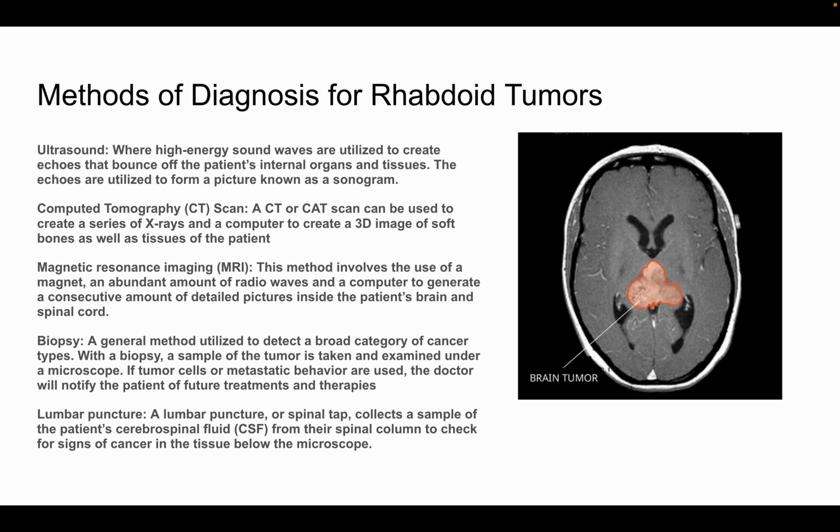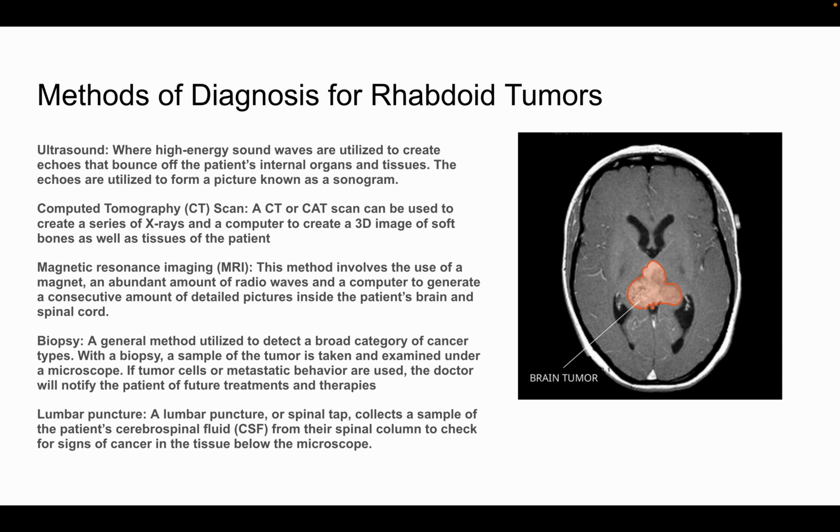We have MRI, which is magnetic resonance imaging, and this method allows the use of a magnet, radio waves, and a computer to generate a series of detailed pictures inside the patient's brain and spinal cord. You may also conduct a biopsy, which is a general method utilized to detect a broad category of cancer types. And it is also usually the gold standard for detecting cancer, and with a biopsy, a sample of the tumor is taken and examined under a microscope.